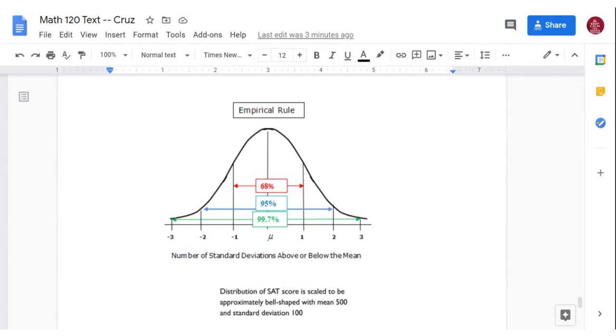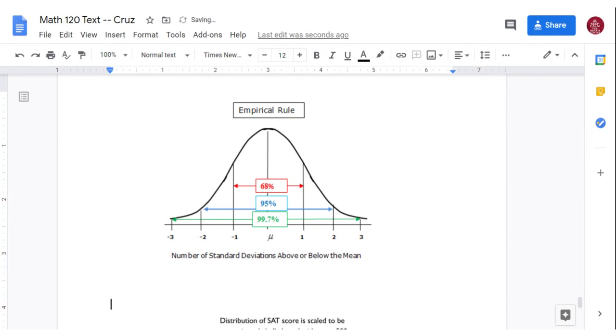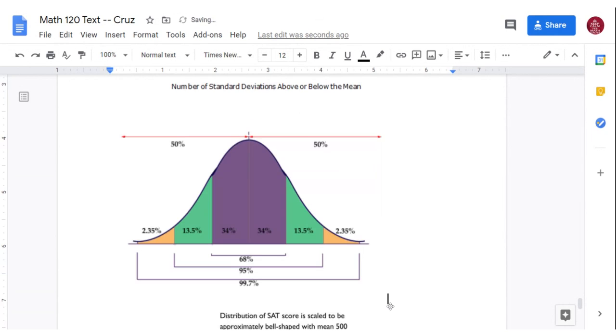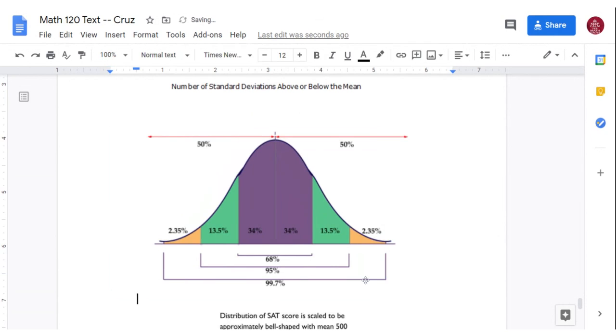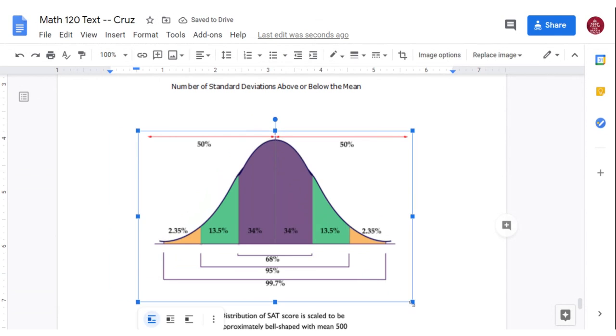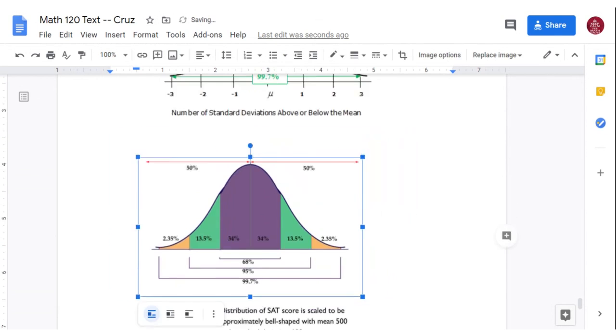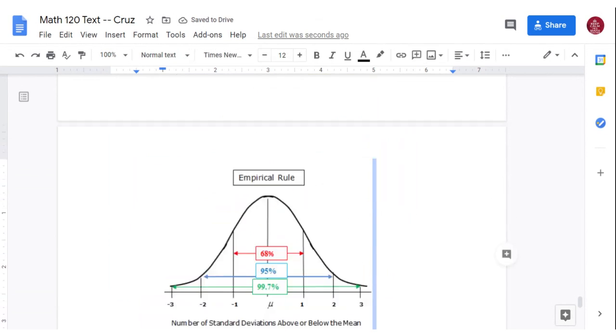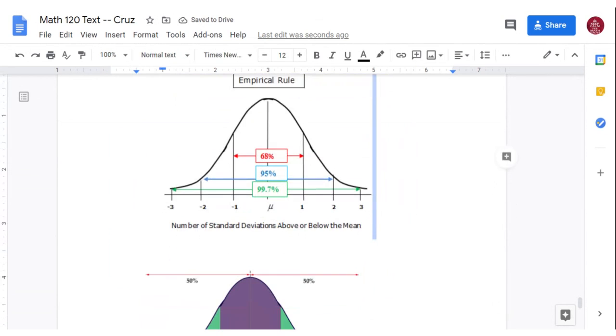I think this one's actually a little bit better. That's the one from our book, I believe, but I don't really like it that much. So I'll just show you another one that really is the same thing, and you can see it a little bit better graphically.